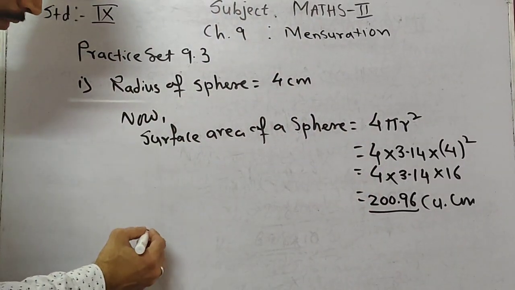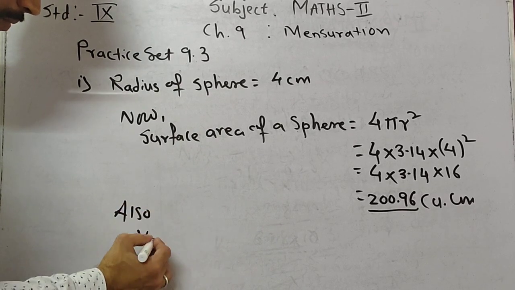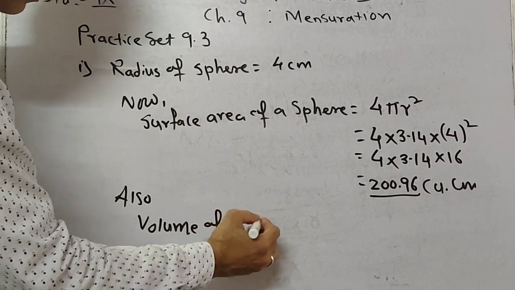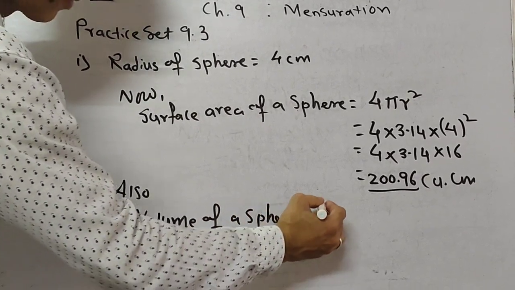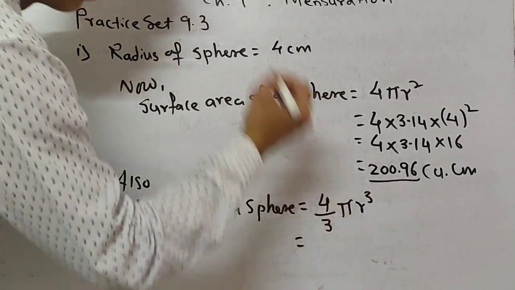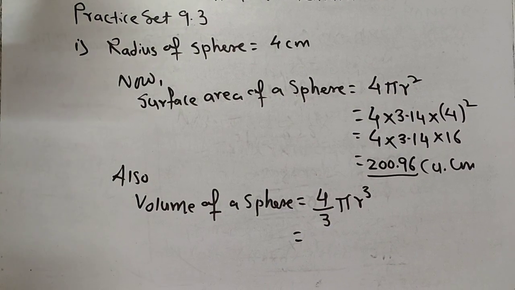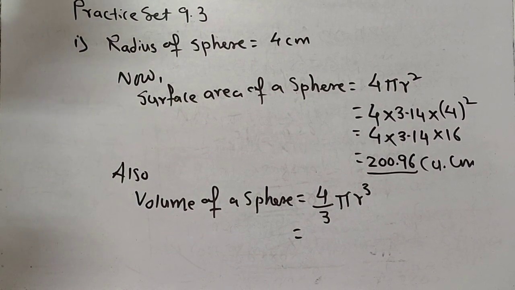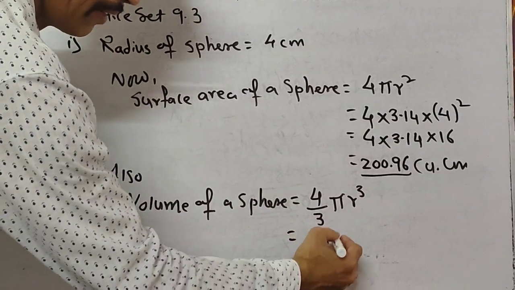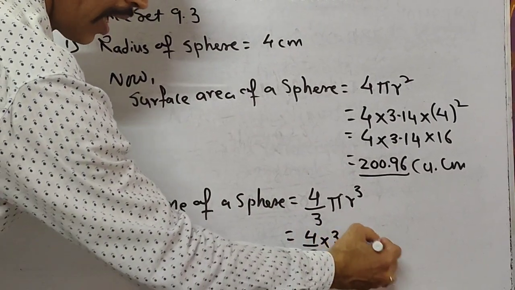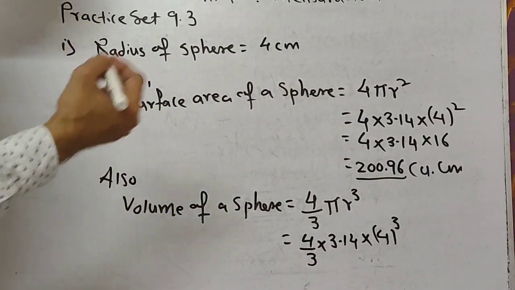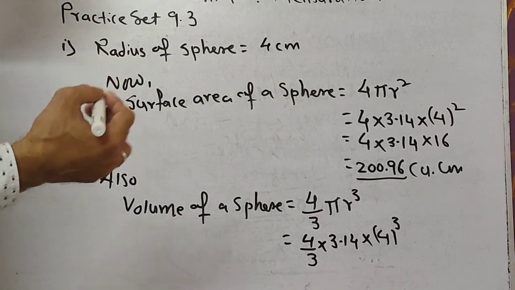Then you want the volume of a sphere. The volume of a sphere formula is, you know, 4/3 pi r cube. A very simple formula, but you have to do the calculation properly. 4/3 pi, the value is 3.14, r cube means 4 cube. 4 cube means 4 into 4 into 4, multiplied 3 times.